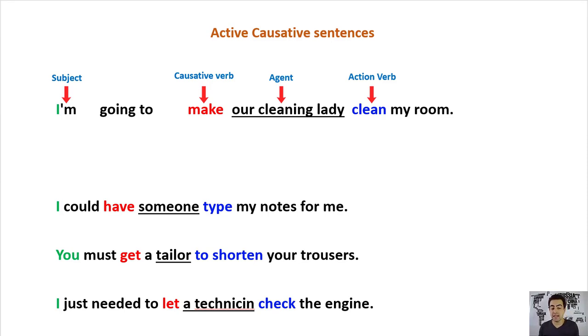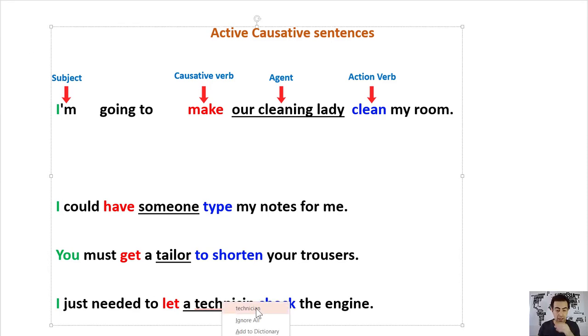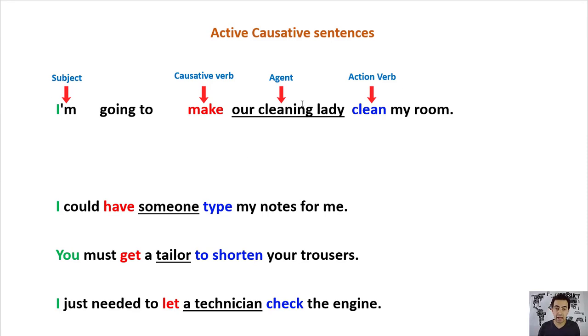I just needed to let a technician check the engine. Okay, so let a technician check the engine. So when we are using make, have, and let, these three verbs as our causative verb, the action verb, the thing that the agent is going to do, comes in the base form. It means the infinitive without to.